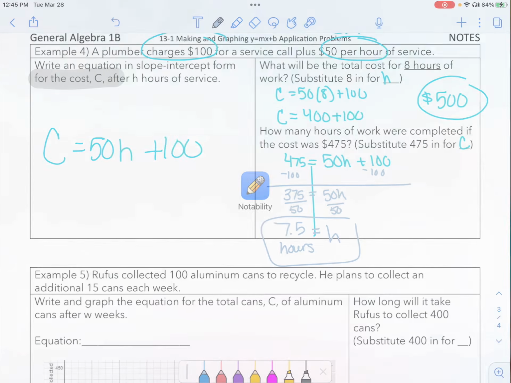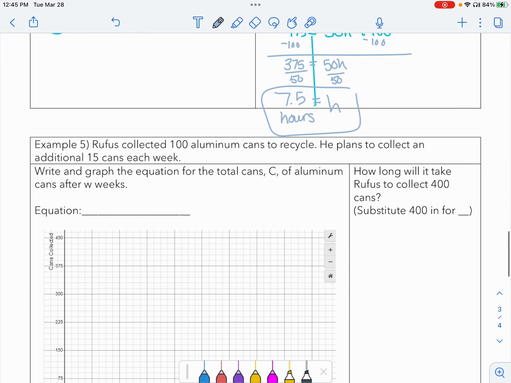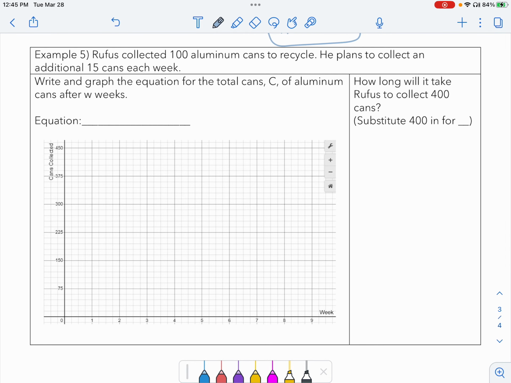We have 2 more examples. I only have about 10 more minutes. So what I'm going to do is probably maybe get example 5 done and then put example 6 on a different video.